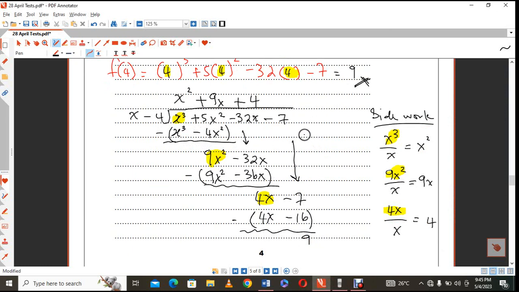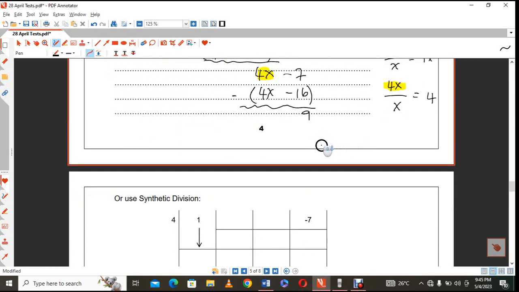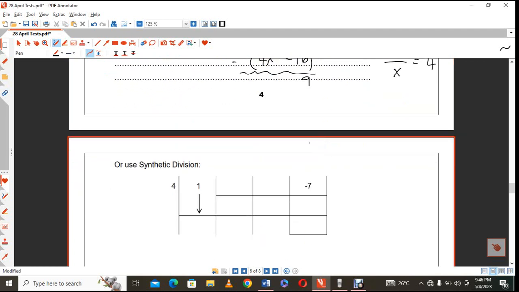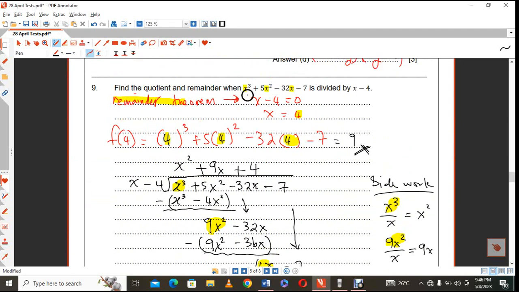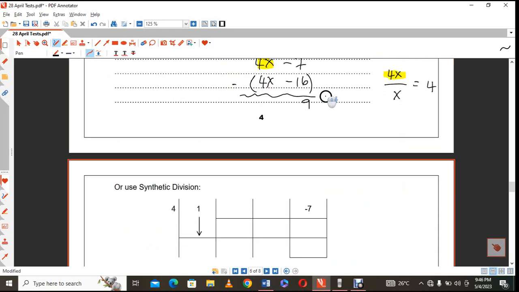Of course, you can also use synthetic division, and I'm just going to go ahead and do that also. So remember, if you go back to our dividend, x cubed plus 5x squared minus 32x minus 7, I'm just going to write it on top here. So you see I already did this one here.